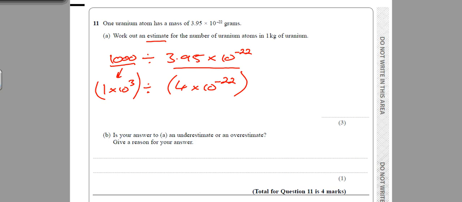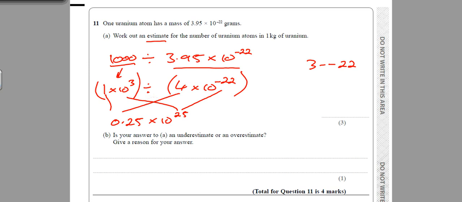So beforehand we were multiplying standard form numbers, now we're going to divide. So first thing I've got to do is this thing divided by this thing. So 1 divided by 4 is a quarter, which is 0.25 times by, and then beforehand when it was multiplying we multiplied the powers. So now we've got to divide, so we've got to take away the power. So 3 take away minus 22 is going to be 25. It's going to be 0.25 times 10 to the power of 25.